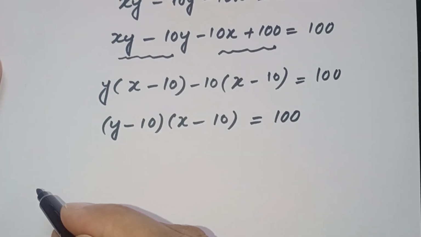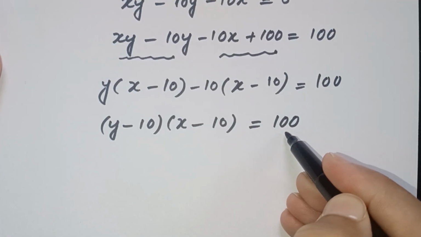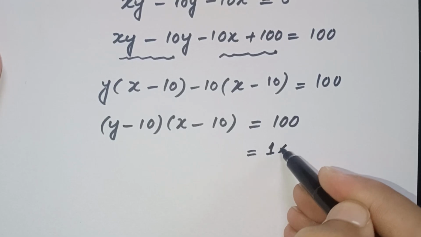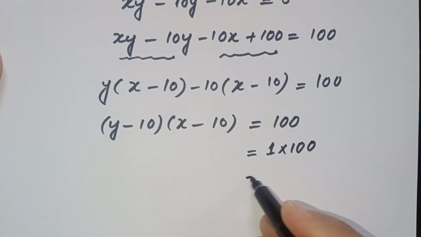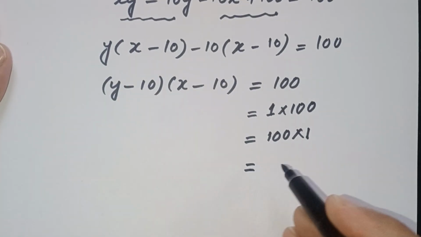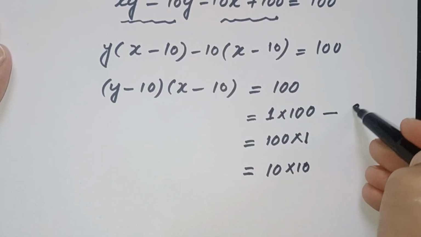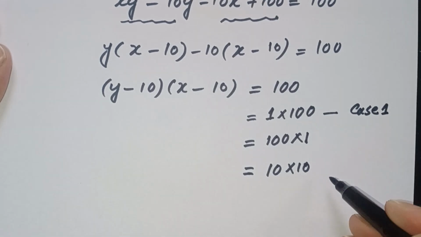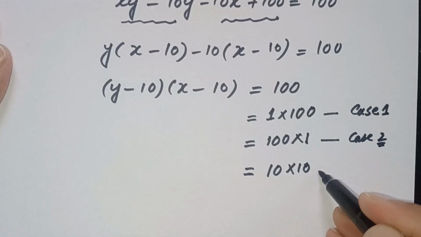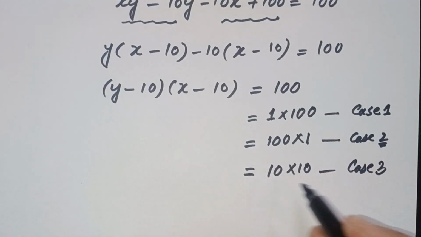At this step we will look for the factors of 100. Factors of 100 are 1 multiplied by 100, or we can write 100 multiplied by 1, and 10 multiplied by 10. So here we have three cases: case 1, case 2, and case 3. We will discuss all three cases one by one.